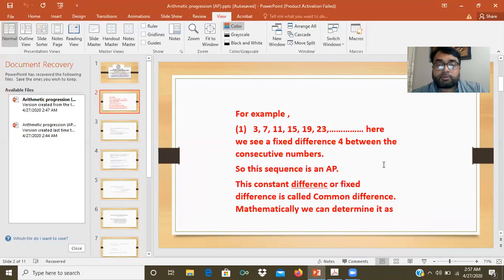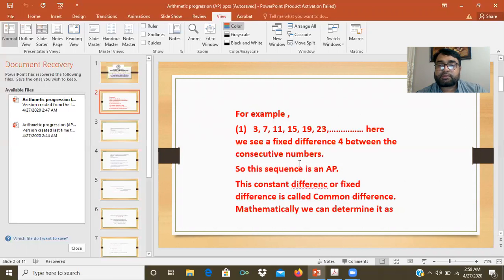All right. So this sequence is an AP. Why? Because the property of AP is that the consecutive numbers have a constant difference, and here you see that the constant difference between the numbers: 7 and 3, it's 4, 11 and 7, it's 4 again, 15 and 11, it's 4, and so on. So you see the nature here. There is a constant difference, and so this is an AP.